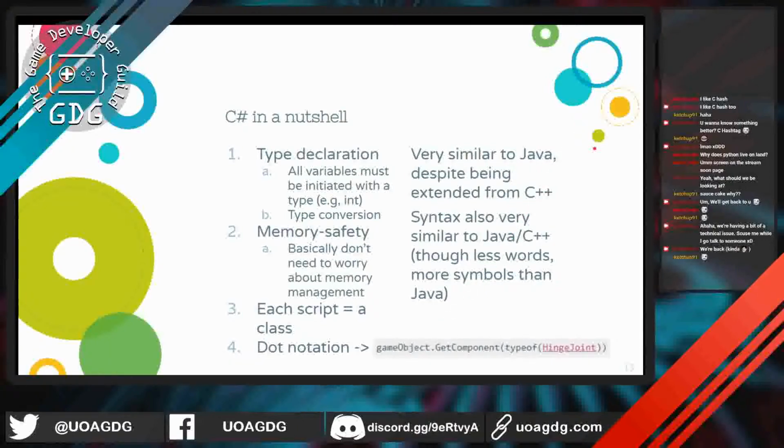Now, very similar to Java, as mentioned earlier. The syntax is also pretty similar as well. However, instead of being wordy like Java is, it uses a few more symbols too, like the colon for implements, or throws. Sorry, not throws.